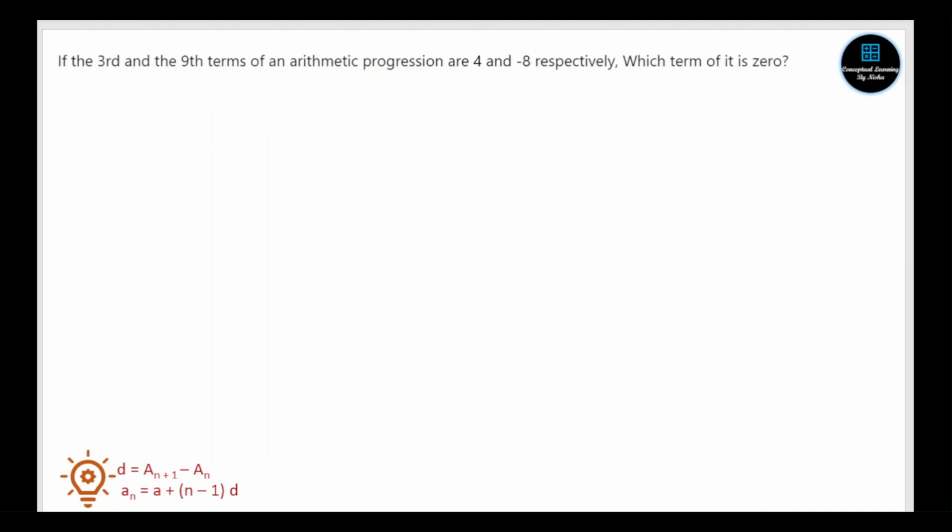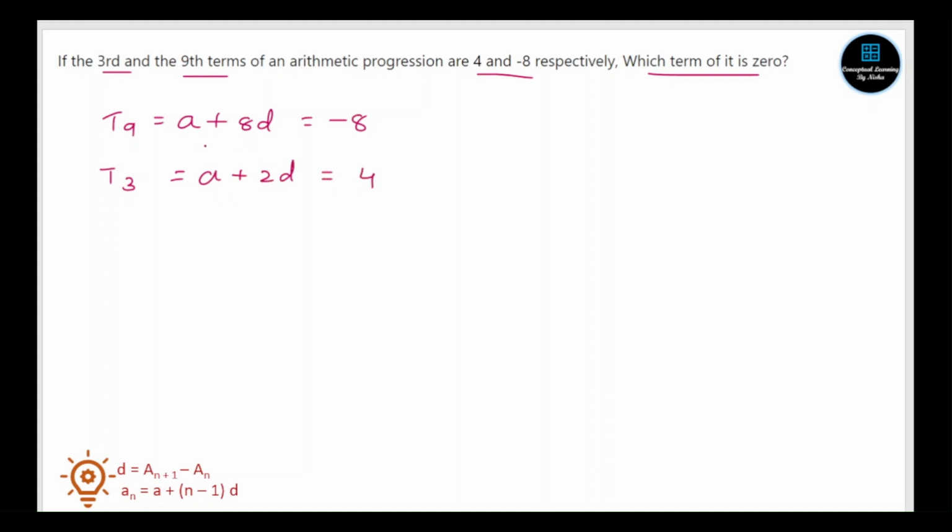Now here in this question, the third term and the 9th term of AP are given, and we have to find which term of the AP is 0. So we have to find for which value of n the term is 0. So let's write this. I'll start with the 9th term. T9 equals a plus 8d and that is equal to minus 8. Also we are given that T3 equals a plus 2d equals 4.